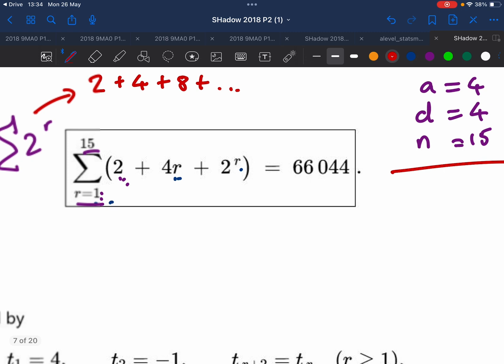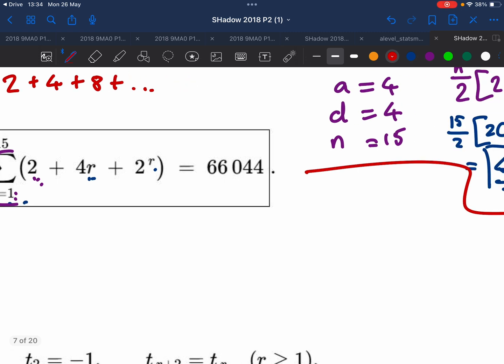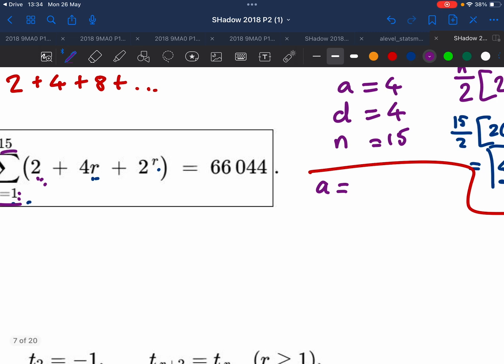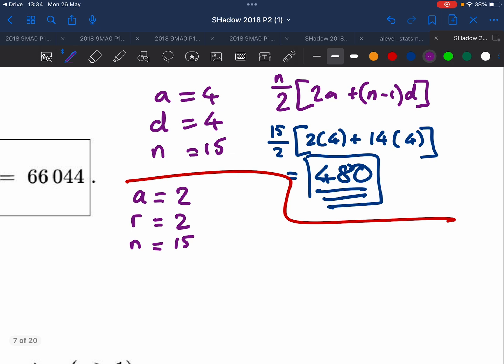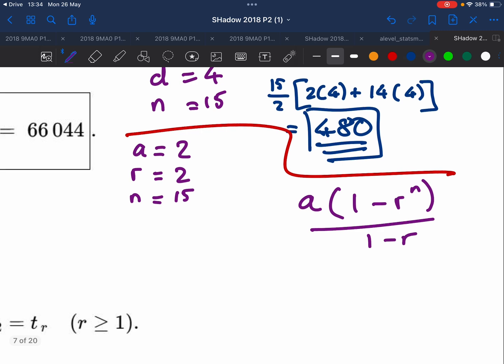So the numbers are a bit different for this one. You want a is 2, and it's r, so there's a ratio, not d, we say r. So r is 2 and n is 15. And this is another one that is there in the booklet for you. So the sum is going to be 1 minus r to the n over 1 minus r. So that's one way that we can do the sum.